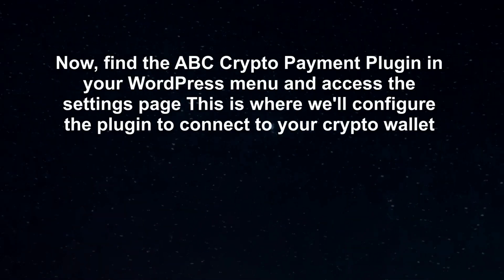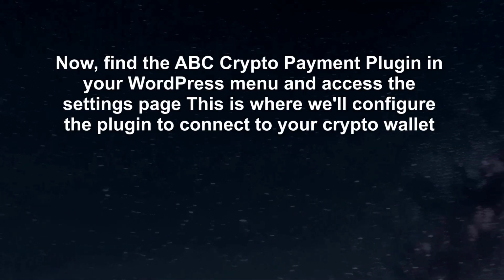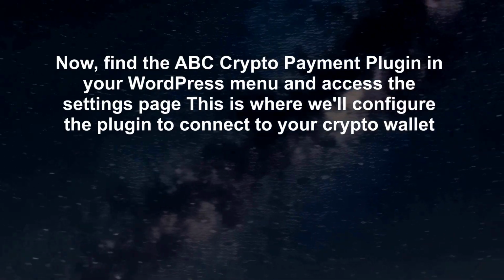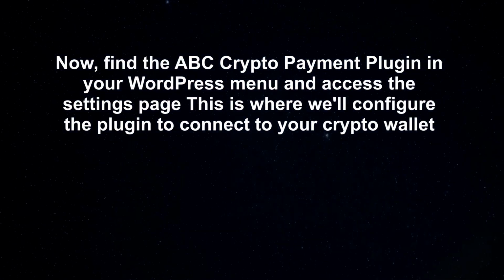Now, find the ABC Crypto Payment plugin in your WordPress menu and access the settings page. This is where we'll configure the plugin to connect to your crypto wallet.